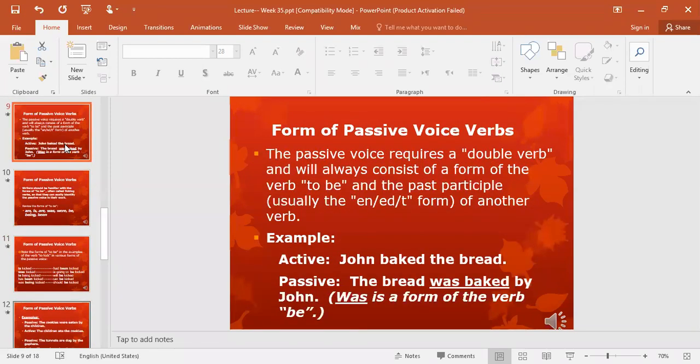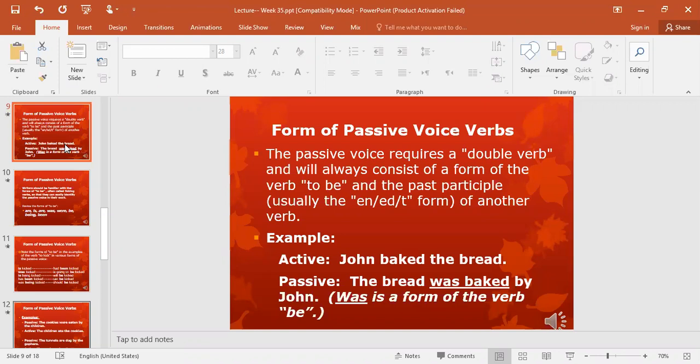The form of the passive voice. The passive voice requires a double verb and will always consist of a form of the verb to be. So in the passive voice, we always use a form of the verb to be. For example, we will have the cake was baked, the cake is baked. If it's plural, for example, the cakes were baked, the cakes are baked, and so on. So we always have the verb to be and the past participle. This is the form of the passive voice.